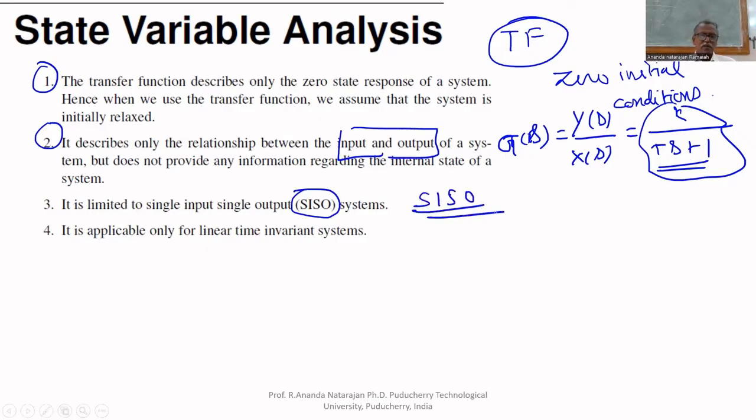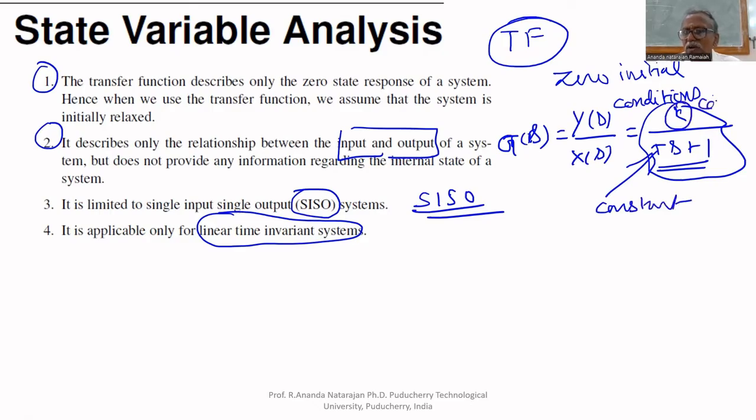That is the drawback. And it is applicable only for time invariant systems. Here tau is constant and K is constant. If you assume like that, then only you can find the transfer function. So it is time invariant, it is not time variable. So these are the drawbacks with the transfer function model. That's why we are going to the state variable model.